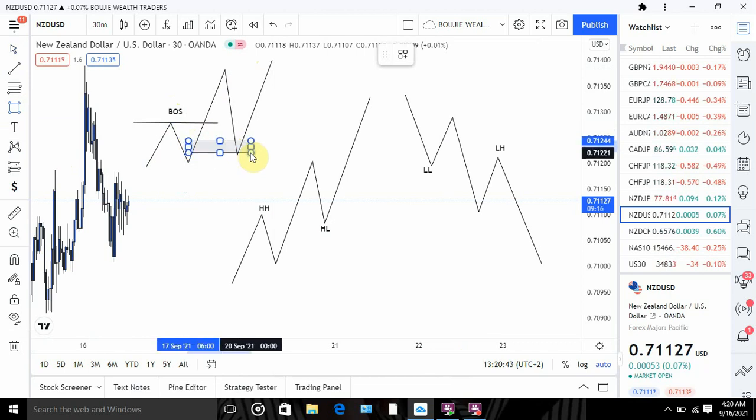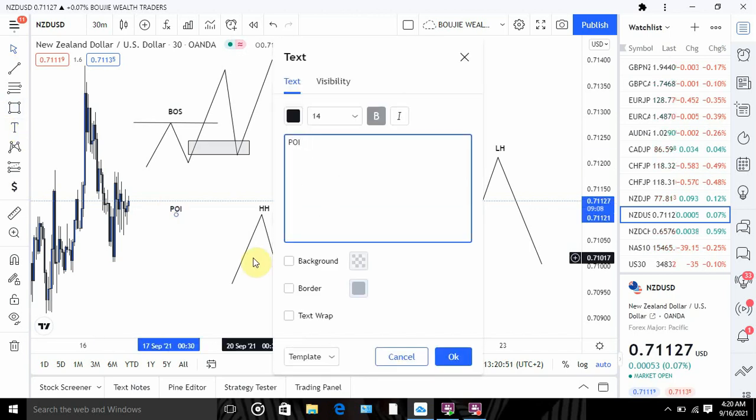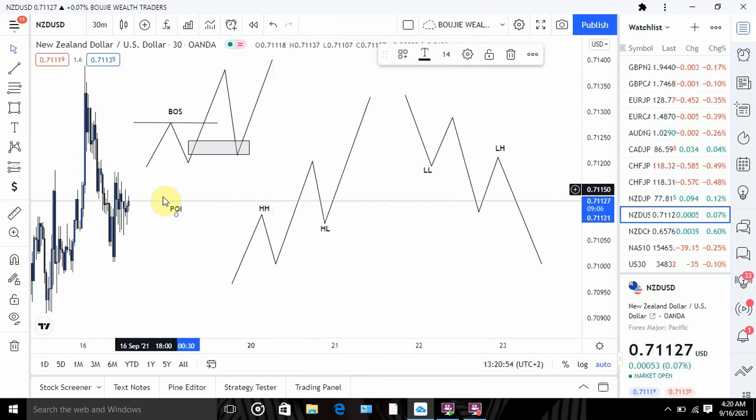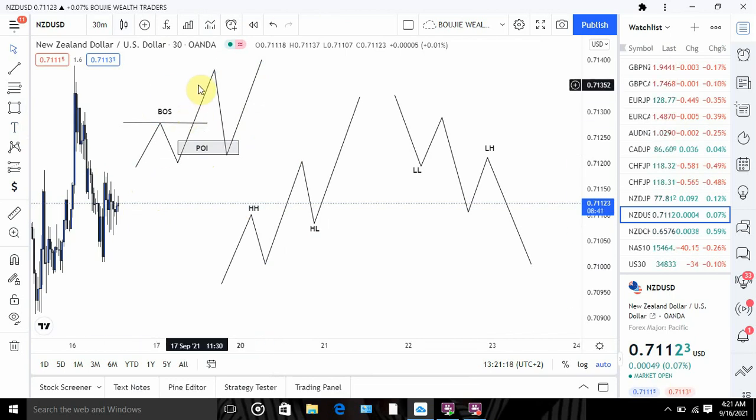then it respects our point of interest. This is our point of interest. The market respects this point of interest. It is either our order block, rally base rally, or drop base rally, to respect this level, which is our point of interest, and continue to create another new high to clear this high above.